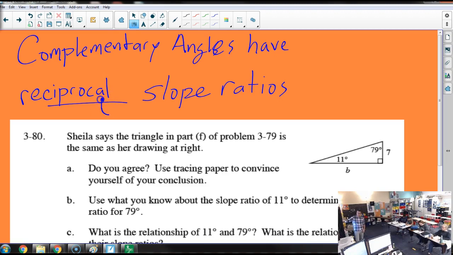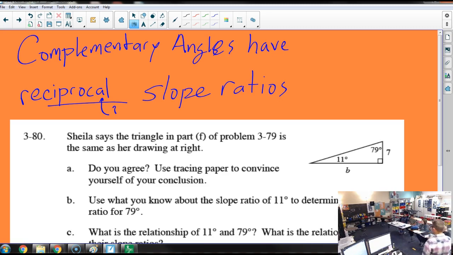Actually, this might be OL. I forget. Reciprocal. Oh, well, I can't spell, so we can double check spelling later. But complementary angles have reciprocal slope angles. Right? Not inverse, because it's not taking a positive and making it negative. It's just reciprocal. So they multiply to make 1.